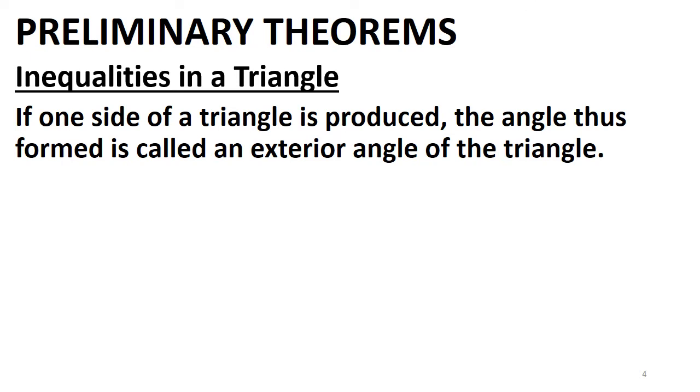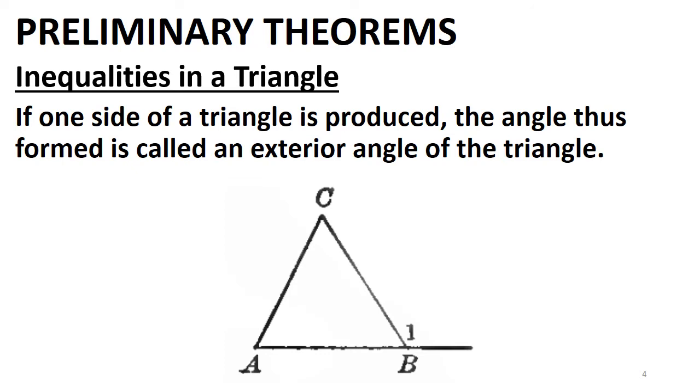Now we go to the preliminary theorems, or theorems in inequalities of a triangle. So sabi dito, if one side of a triangle is produced, the angle thus formed is called an exterior angle. Ano po ba yung exterior angle na tinatawag natin? So, kung meron kang triangle, tapos in-extend mo, or produce, or prinolong yung isang side na lumagpas na siya dun sa triangle, then yung angle na ma-form, just for this example, angle 1 here is an exterior angle of the triangle. Nasa labas, exterior.